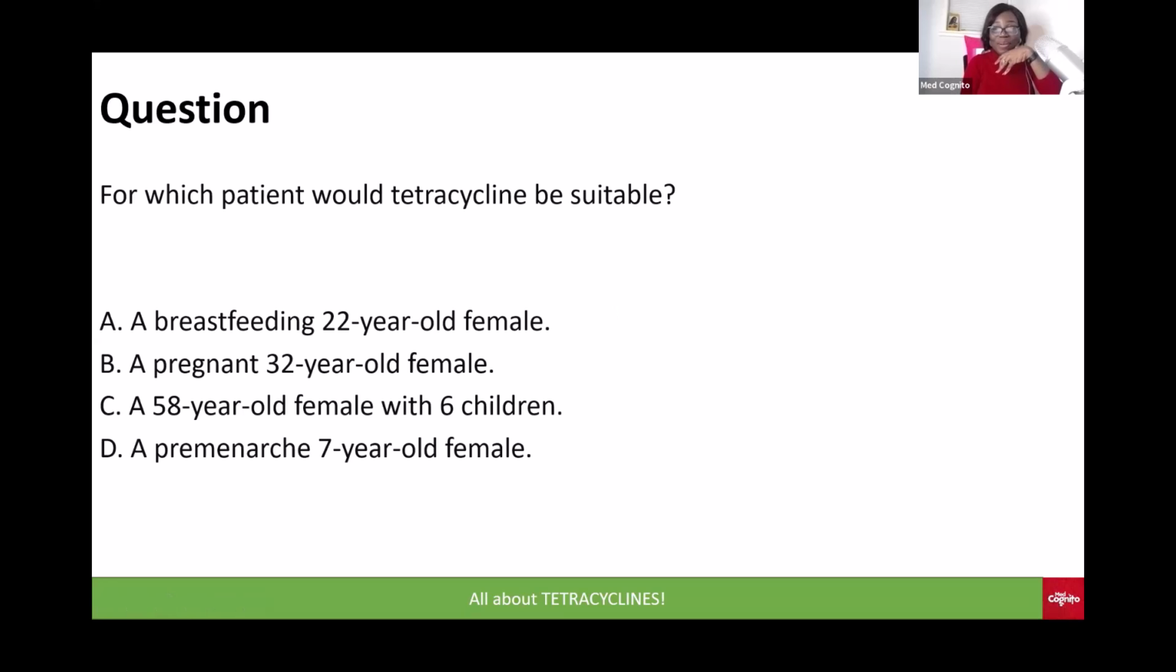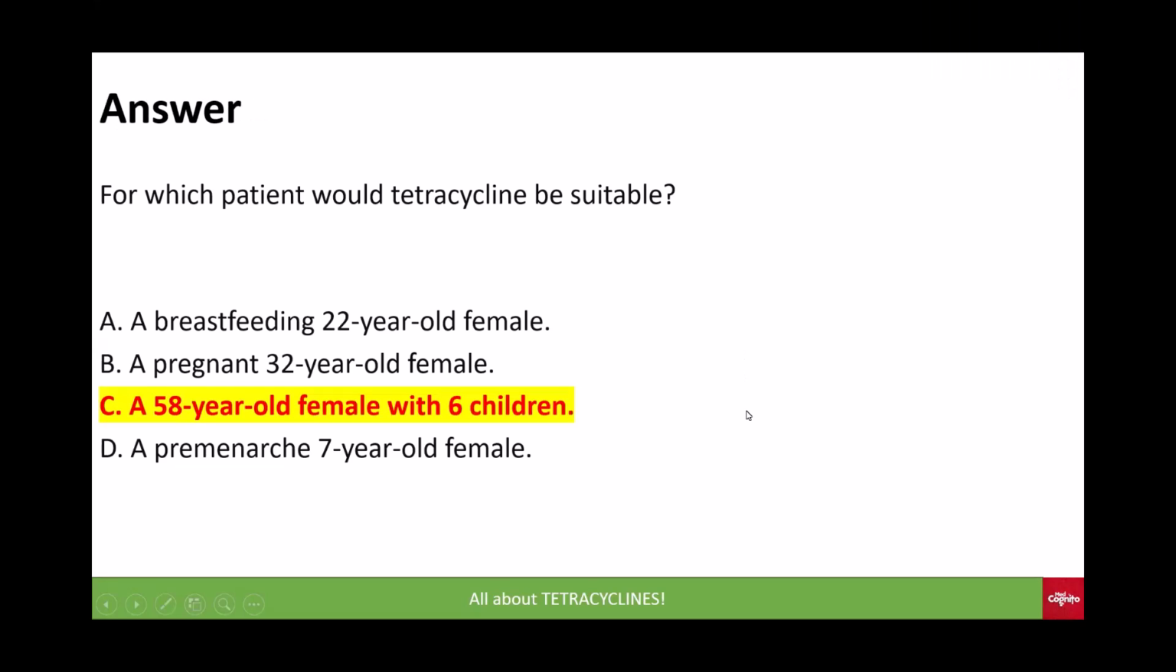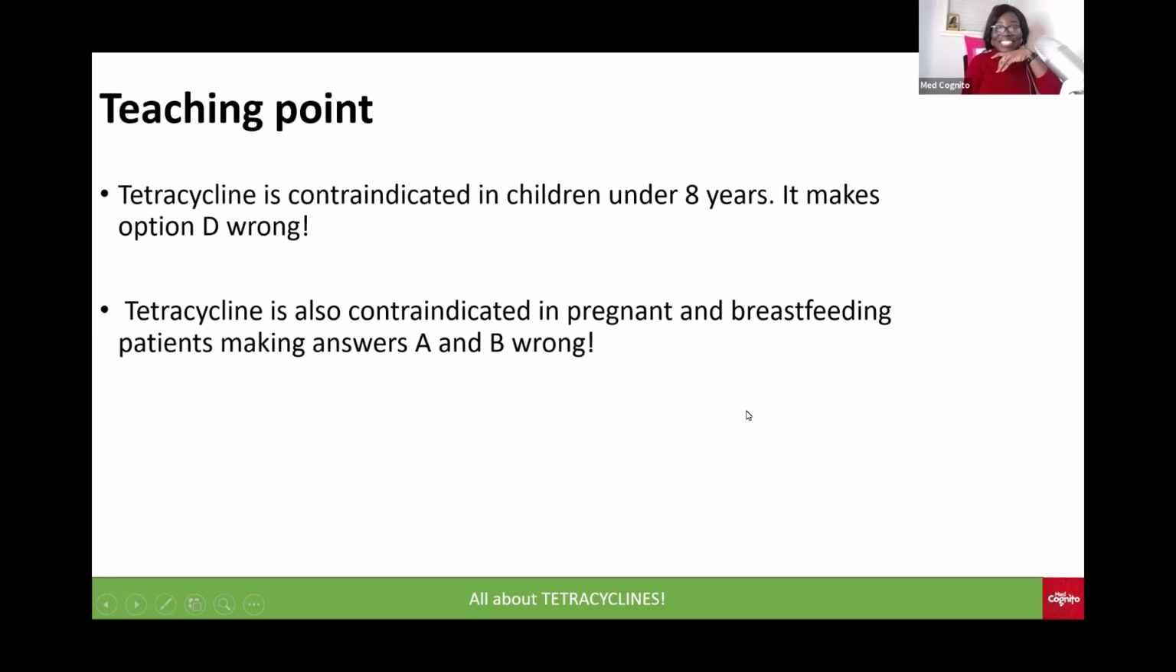So we have to apply the indications and then the contraindications, clients that you will not give tetracycline. Okay, C. Prayer gave us C, Mikhail C, Ramandeep C, Prince C. Great. You got it. The answer is C. You all got it, because you know that it is contraindicated in children under 8 years, so it makes option D wrong. And we also know that it's contraindicated in pregnant and breastfeeding patients, so A and B will surely be out. Great. Well done. You are getting the content.